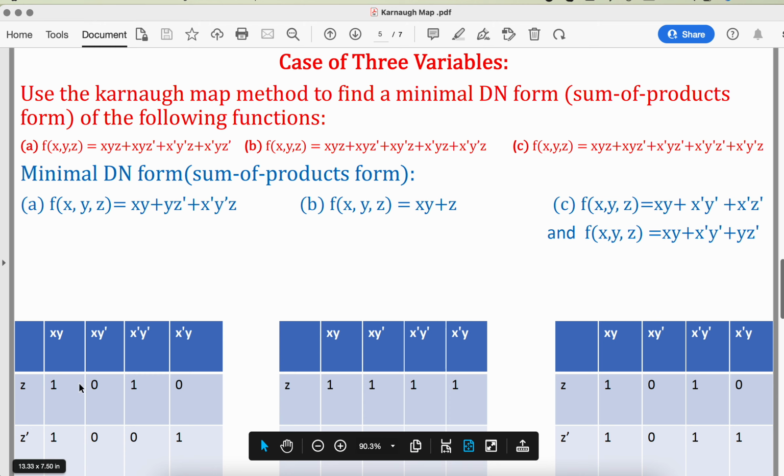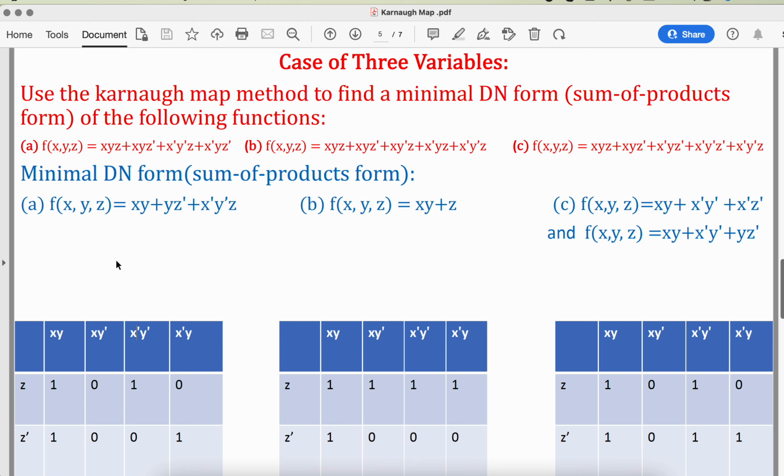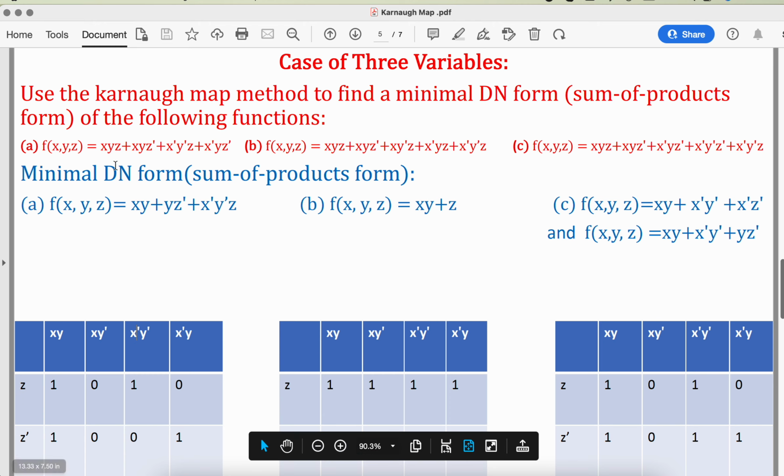Now we will construct a table as we constructed for two variables. So first is xyz. So it is 1 here. Next xyz', we have xyz', so it is 1 here. Xy'z, we don't have xy'z here, so it is 0. Xy'z', we don't have here, so it is 0. X'y'z, we have x'y'z, so it is 1 here.